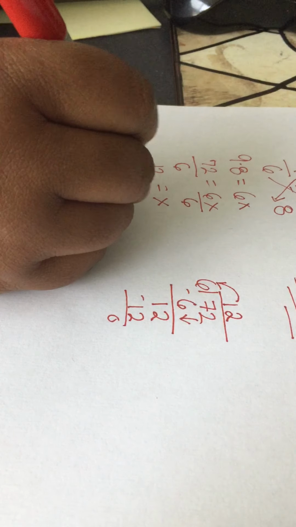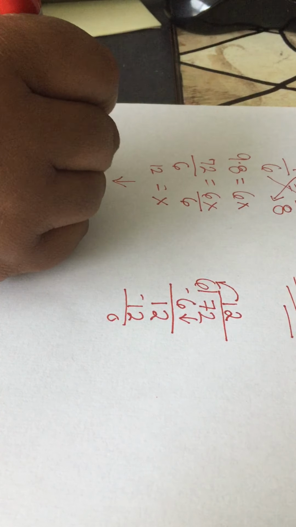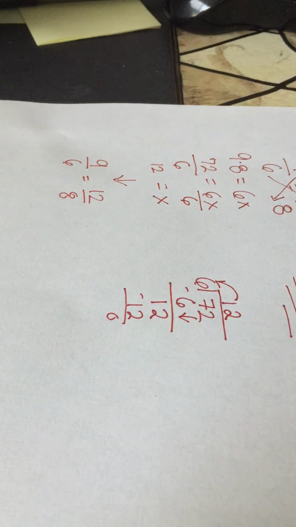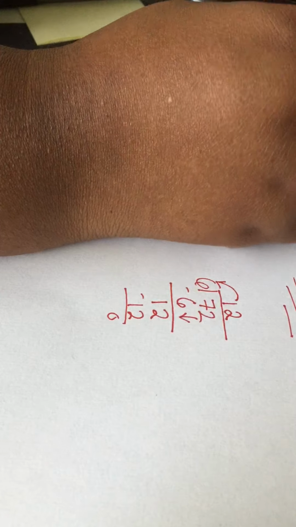So the proportion is 9 over 6 is equal to 12 over 8. And that's how you do number 3.